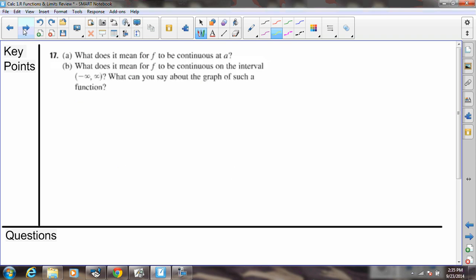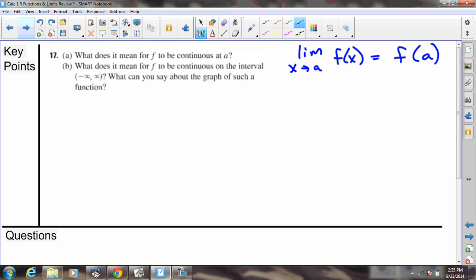17. What does it mean for f to be continuous at a point a? Well, our definition was, if you take the limit as x is approaching a of our function, it will actually equal the function value at a.